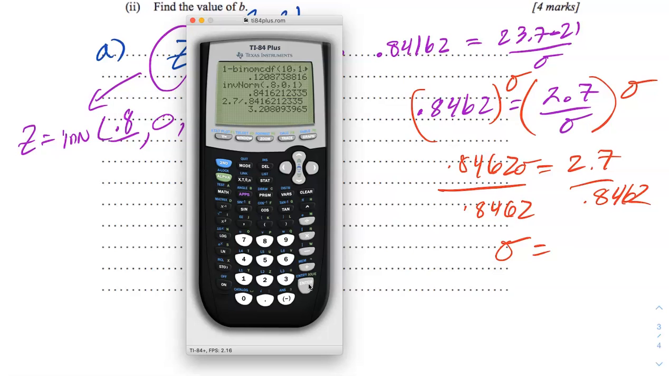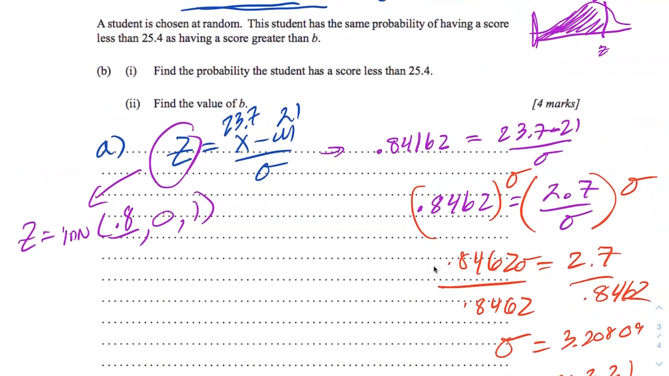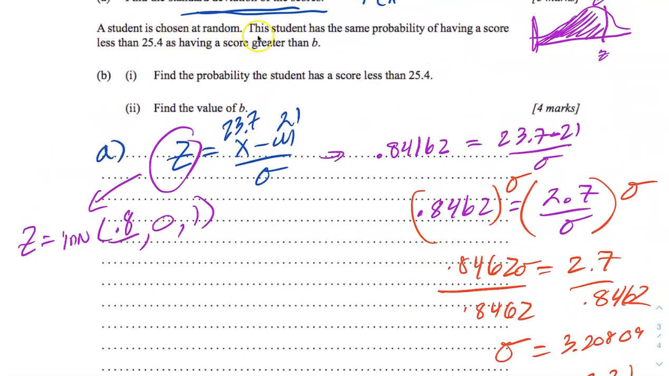I get 3.20809. Remember 3 sig figs? So 3.21 is what we want. And now that I have that answer, I cancel the rest of this. A student is chosen at random. The student has the same probability of having a score less than 25.4 as having a score greater than B. Find the probability the student has scored less than 25.4.